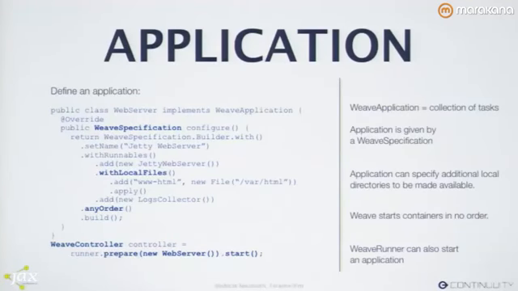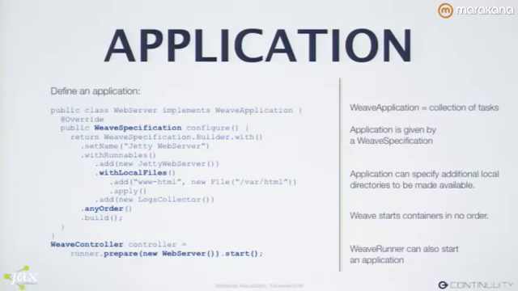So I would like to go a little bit deeper. For example, you have more than one task. In that case, we call it an application. An application is basically a collection of runnables, or a collection of tasks. And the application will provide a specification. We call it the Weave specification, in which you specify what all the runnables are.